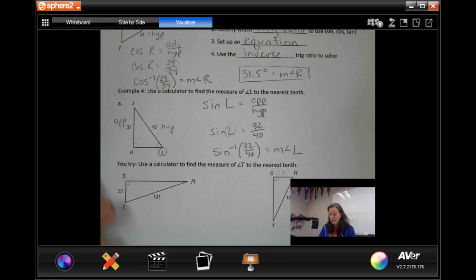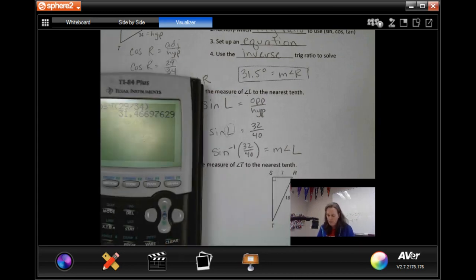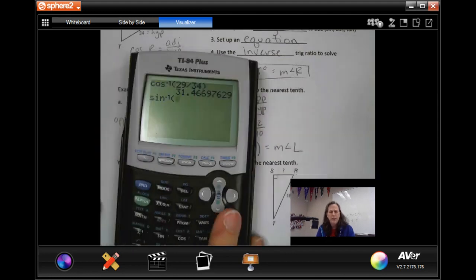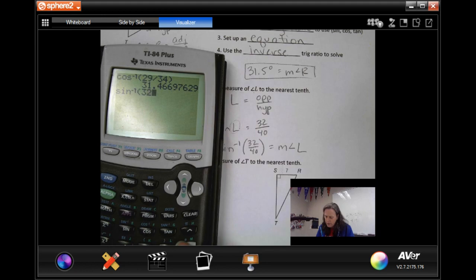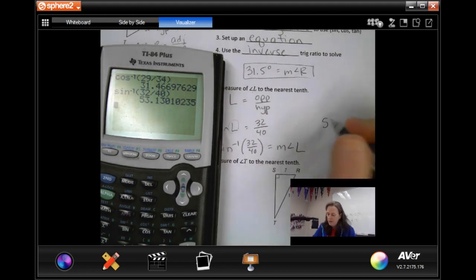And at that point, we just grab our calculator. Second sine, so it pops up as the inverse sine, 32 divided by 40 is 53.1, and we're going to tenths, so 53.1 is the measure of angle L. Done.